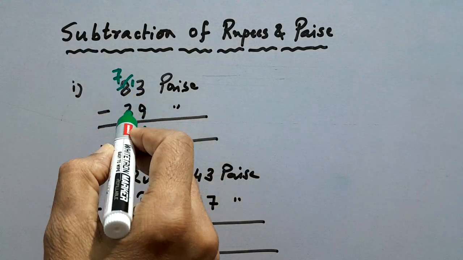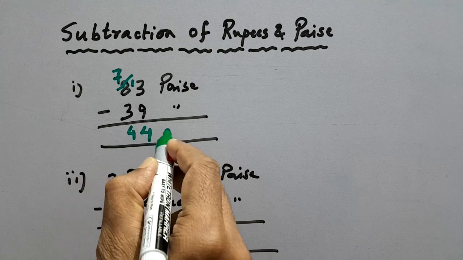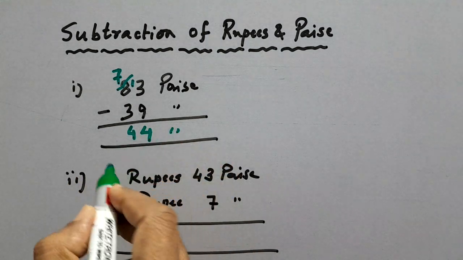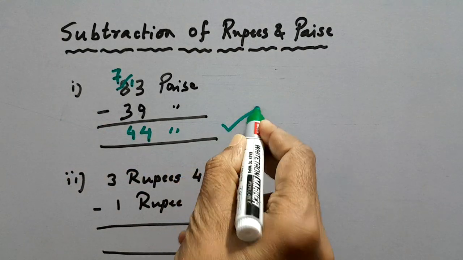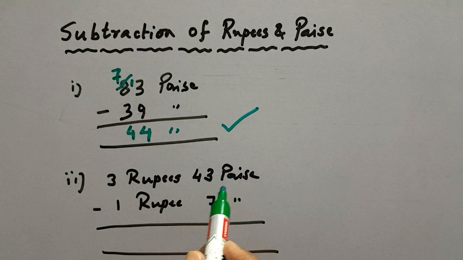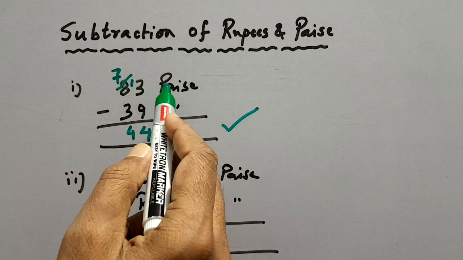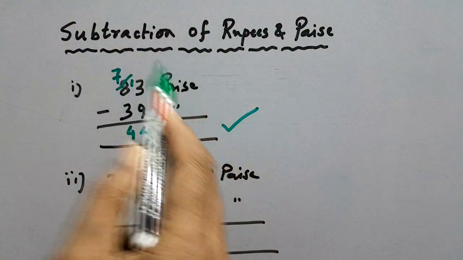And here 7 minus 3 is 4. So 44 paisa is the answer for this subtraction. Now next problem, 3 rupees 43 paisa minus 1 rupee 7 paisa. Here it is a combination of both rupees and paisa.